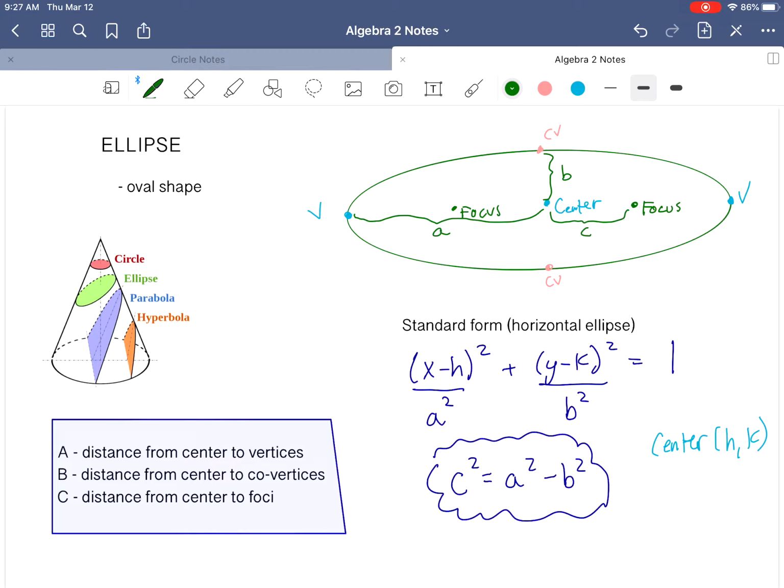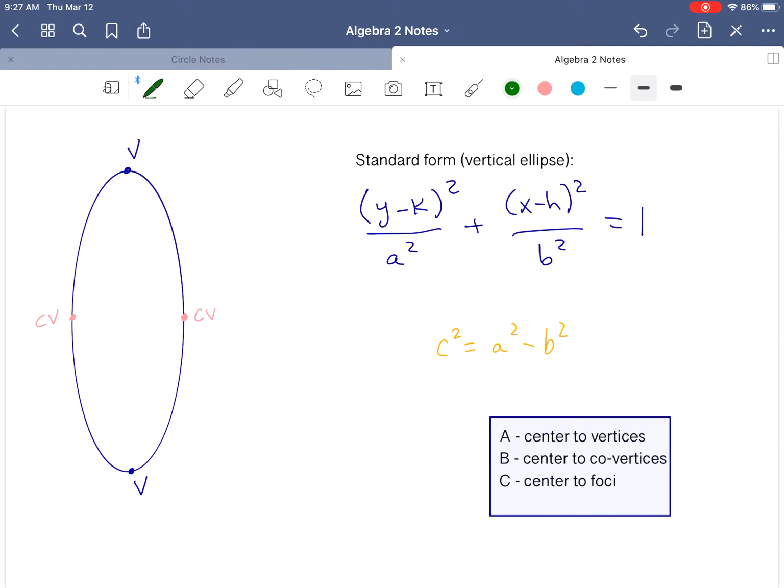Now, obviously you look at the equation, you see there is no c value in the standard form. So that's where this formula here that I've kind of boxed in comes in handy. It looks like the Pythagorean theorem, but it's got a minus sign instead, and that's going to help us find that c value so that we can plot the focus in our graph. And we'll get into how we do that here in a second.